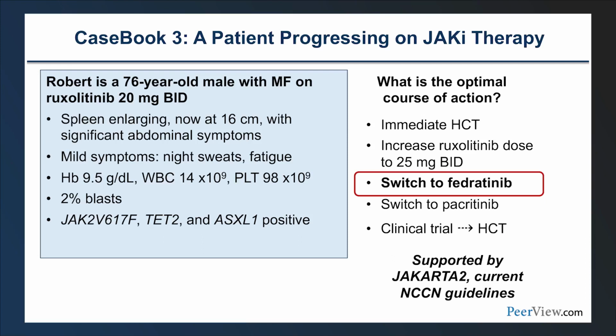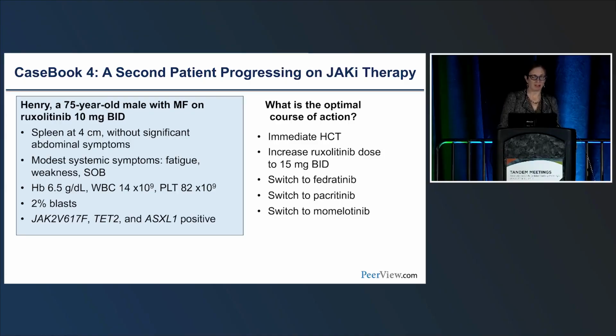All right, Henry is a 75-year-old male with myelofibrosis on ruxolitinib 10 milligrams twice daily. The spleen is at 4 centimeters without significant abdominal symptoms. He has modest systemic symptoms, including fatigue, weakness, and shortness of breath. His hemoglobin is extremely low at 6.5, assuming that probably means he's transfusion dependent. His white blood cell count is 14. His platelets are 82. He has 2% blasts and the same mutational profile. What is the immediate course of action?